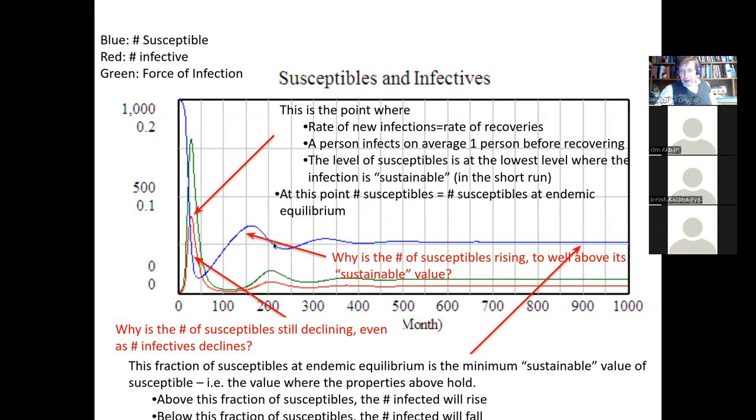At that point. Say it again, Sam. What is it? Yes. No. It's not the S equals N.